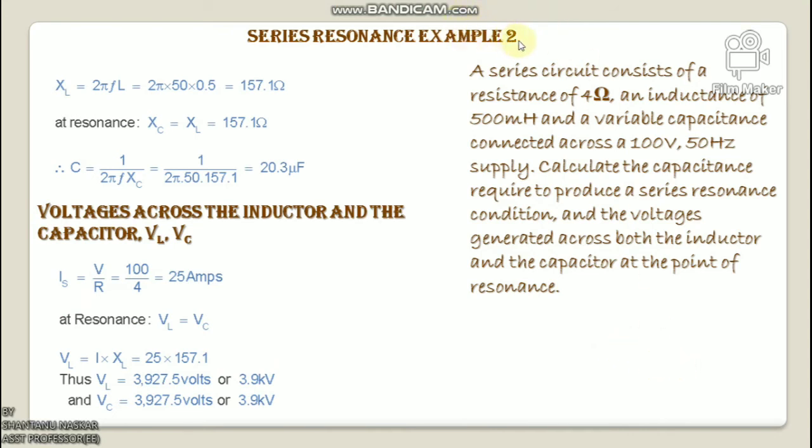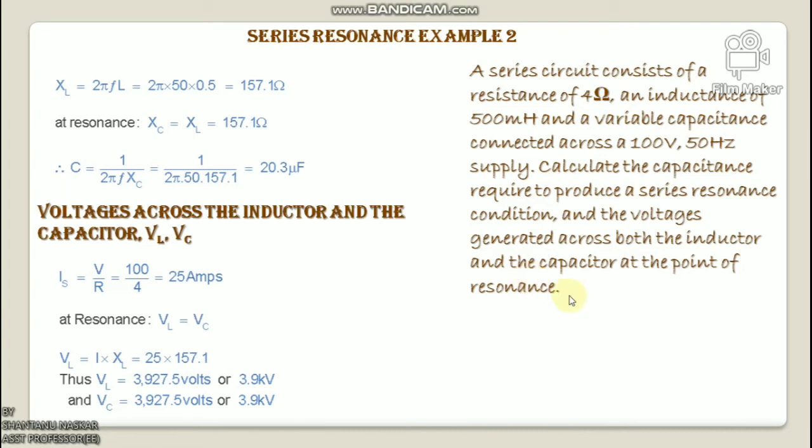Example number 2. So the question is, a series circuit consists of resistance 4 ohm and inductance of 500 millihenry and a variable capacitance connected across 100 volt 50 hertz supply. Calculate the capacitance required to produce a series resonant condition and the voltage generated across both the inductor and the capacitor at the point of resonance.